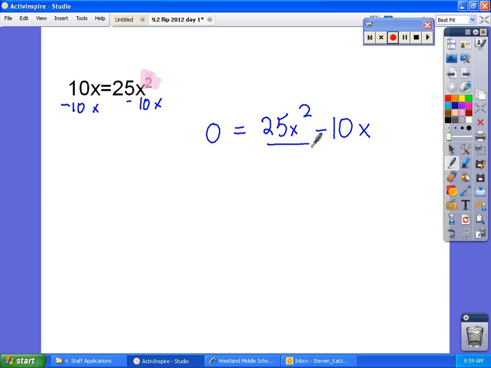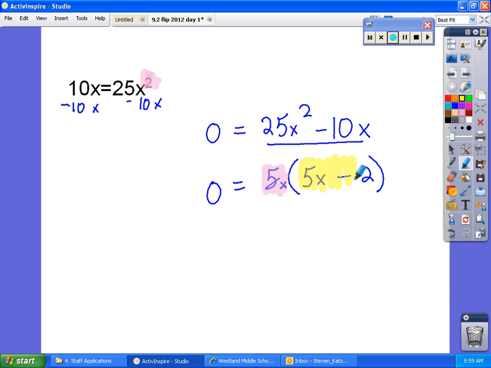So let's factor this side, because the only way to find out what x is is to factor and use the zero product property. So the greatest common factor of negative 10 and 25 is a 5. And they each have x's, this one has 2 x's, this one has 1 x, so it's 5x. Here I am left with a 5x minus 2. And now I did my job. I factored the expression, so I have a multiplication problem.